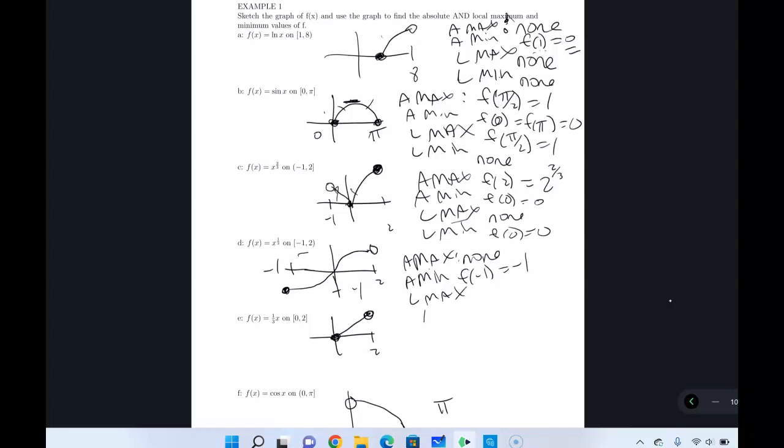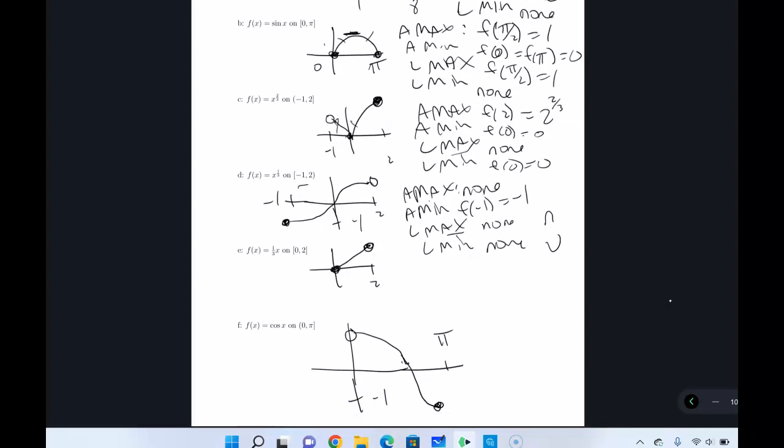Is there a local max or a local min? Local max would mean a peak. Nope, none. Is there a local min where there's a valley? None. Okay. How about 1/3 x?